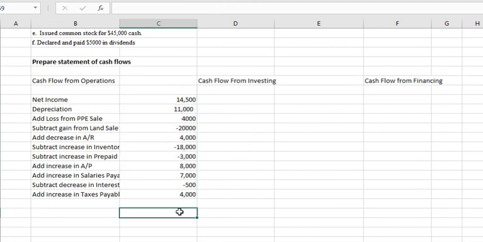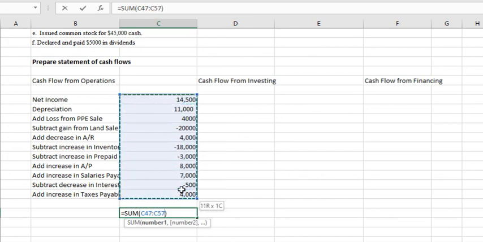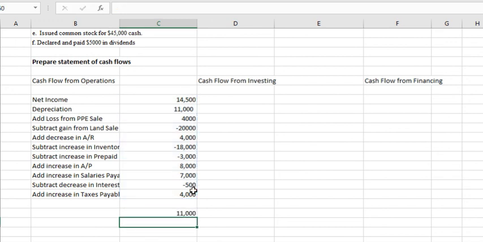Now we can calculate cash flow from operations, which is going to be the sum of all these. We are starting with net income, adding depreciation, adjusting any loss or gain from long-term assets, and adjusting it for current assets and current liabilities. That's going to give us cash flow from operations. In the next video, I'm going to show you cash flow from investing and cash flow from financing.